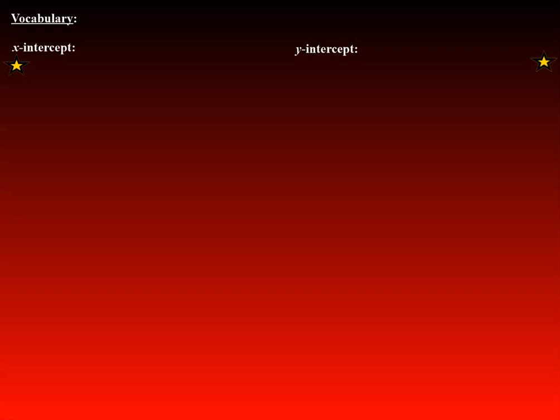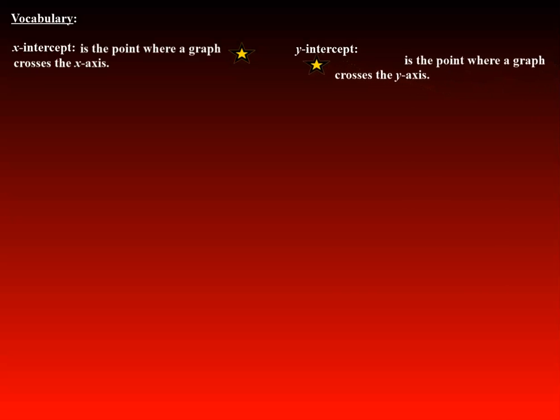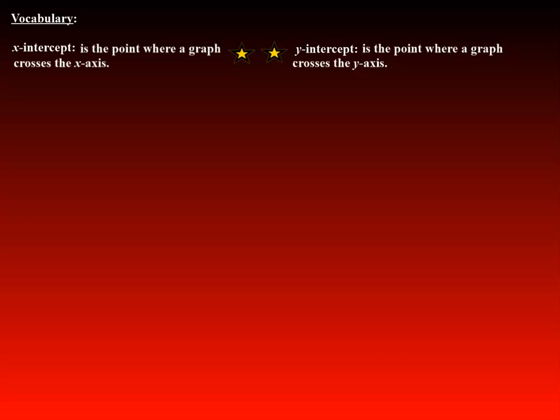Okay, we have two vocabulary words. X-intercept is the point where a graph crosses the x-axis. And y-intercept, you can probably guess what this one says, is the point where a graph crosses the y-axis. So again, if you need more time to write it down, pause it. Once you've gotten it, unpause and continue on.